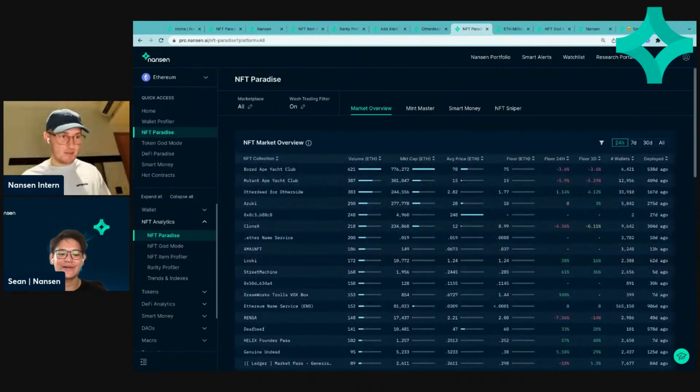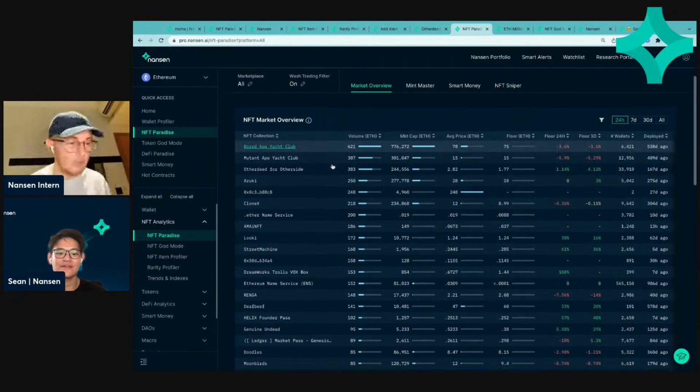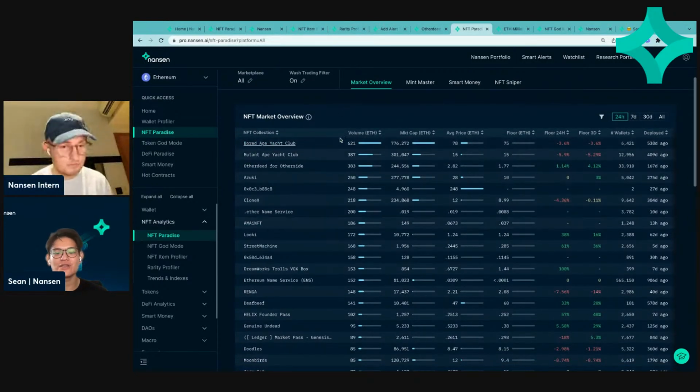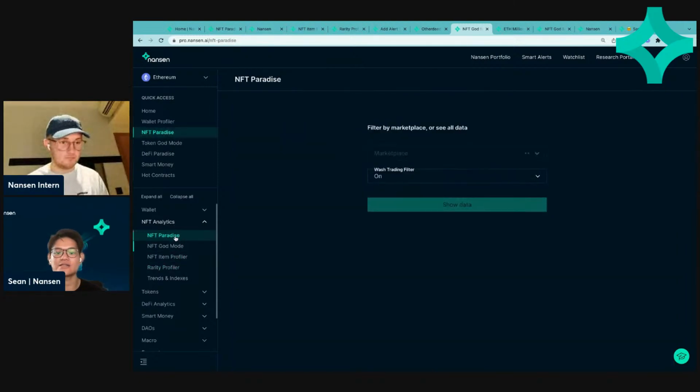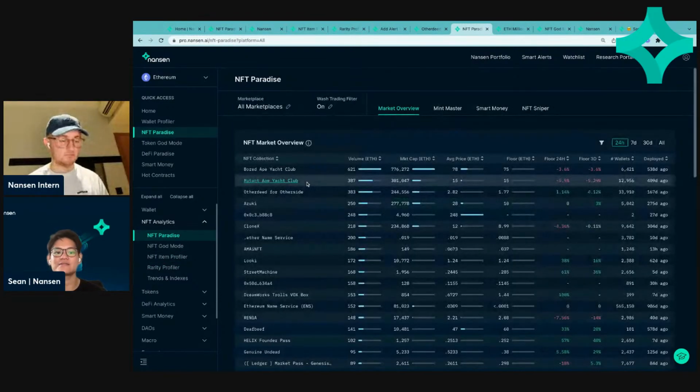Just remember, I know Paradise and God Mode could be a little hard to comprehend for new users, especially. But it's really important to look at the first tab, which is the overview. This would give you an idea of what kind of questions the different dashboards should be answering. For God Mode, it's really collection specific, and for Paradise, it's really across the NFT market.